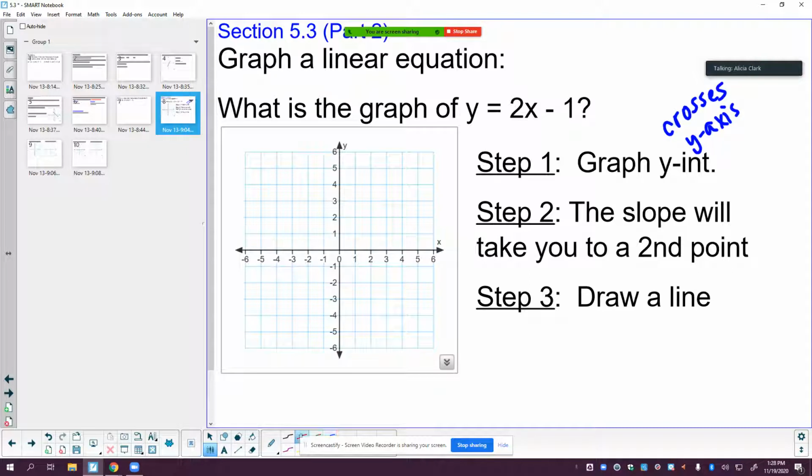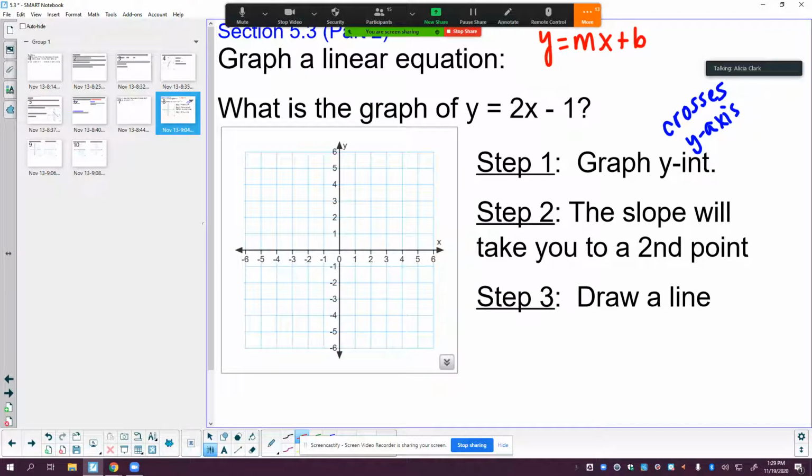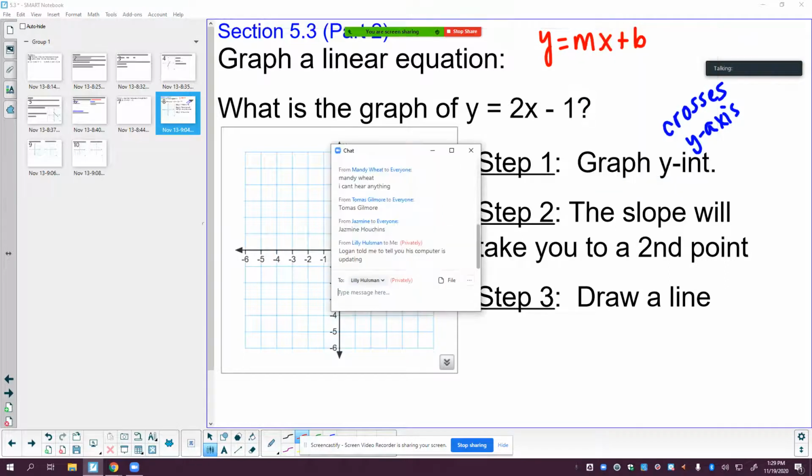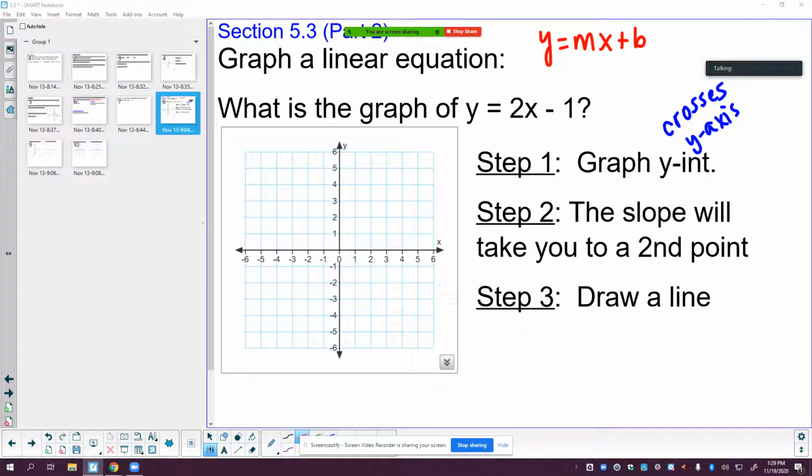We learned that equation yesterday, y equals mx plus b, and b was the constant, that was all by itself. So if I'm looking for the y-intercept, in this case, it is going to be -1. I'm going to come over to my graph, and on the y-axis, the one that goes straight up and down, I'm going to put my point on -1. Any questions about graphing the y-intercept or knowing which number it is? How to put that on the graph?